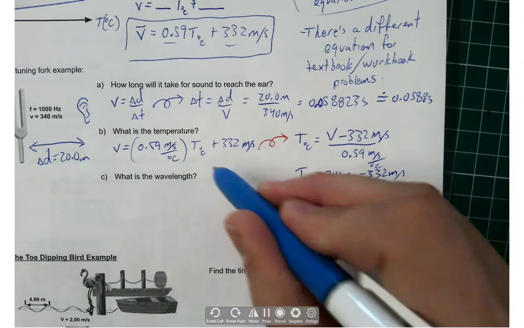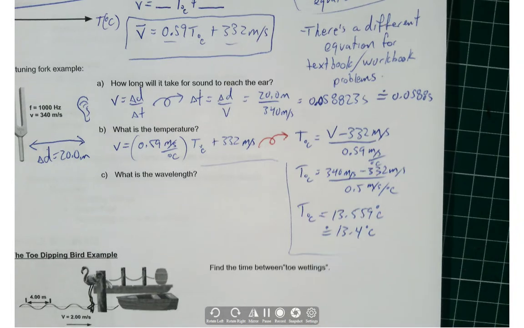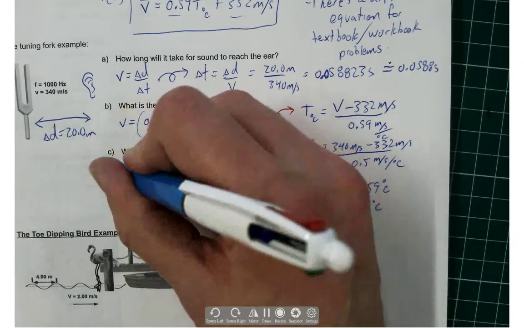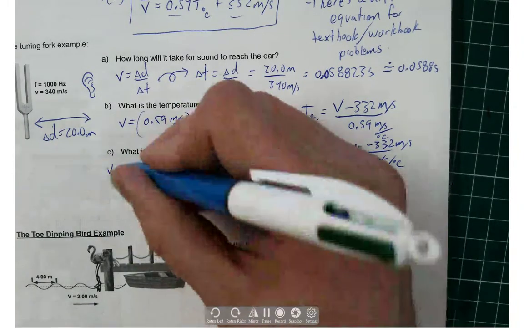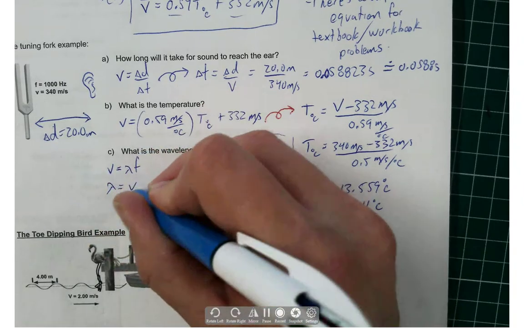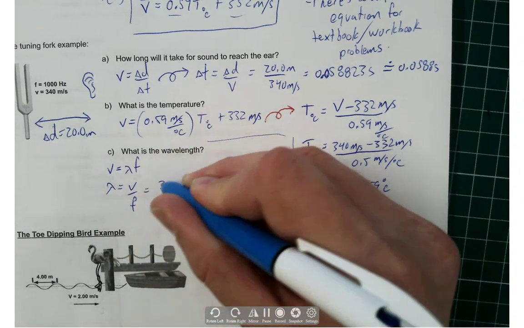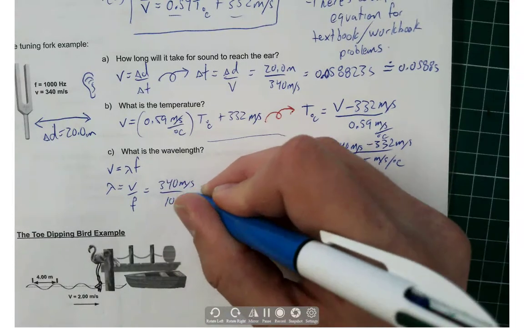Now I feel like I didn't give myself enough space for that one. The follow-up for this is, what's the wavelength? Well, for this, I think I would want to use V equals lambda f, right? I can get at it, because I know the frequency of the tuning fork. I can get lambda all by itself, V over f, 340 meters per second, divided by 1,000 hertz frequency.